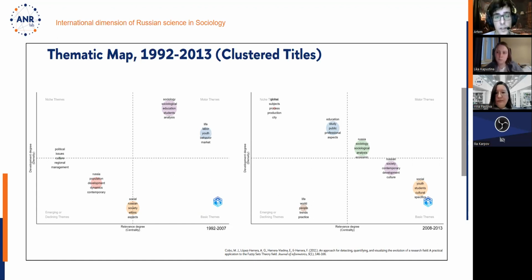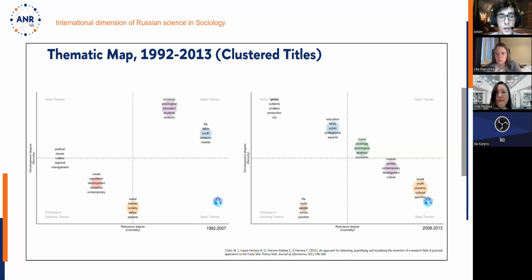So we can see that those topics which have both high density, in other words, they are highly developed internally, and also have numerous links to other topics, these are the motor themes, most popular at the moment, and also quite researched.